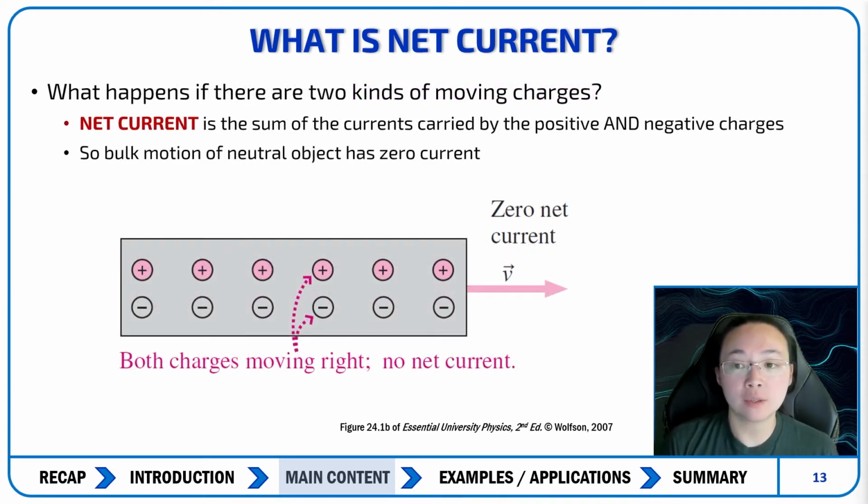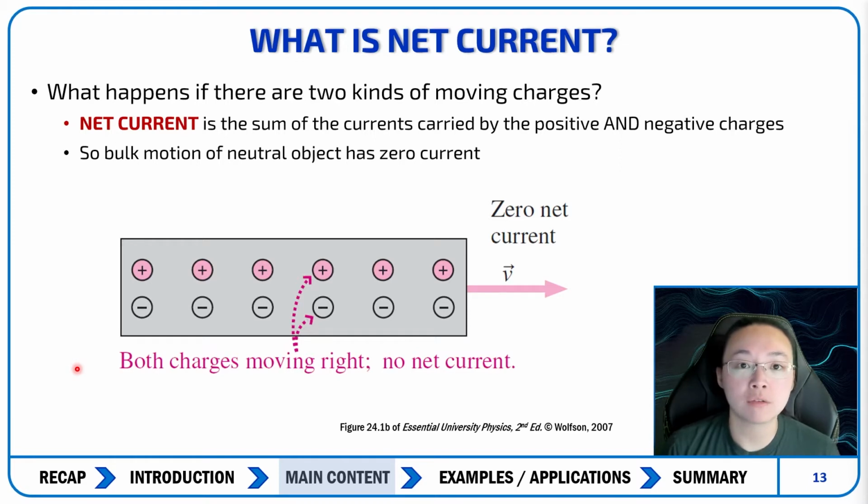So now we take a look at what happens if we have two different kinds of moving charges. So a little bit more complex. The net current is going to be the sum of the currents carried by the positive and the negative charges. So if you have some positive charges moving towards the right and some negative charges moving towards the right as well, then some of it's going to cancel each other out, because you have your positive current towards the right, and then for the negative charges, if they're going towards the right, then you have a current flowing towards the left. So depending on how much there is of each and how fast each of the positive and negative charges move, you're going to get a net current.